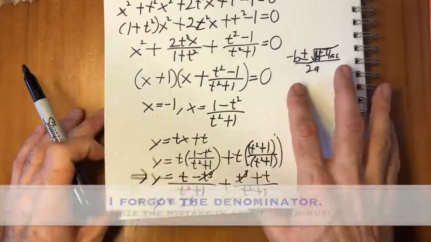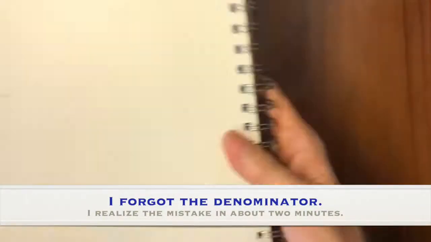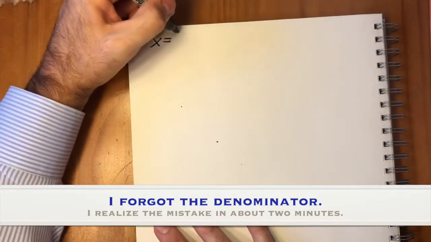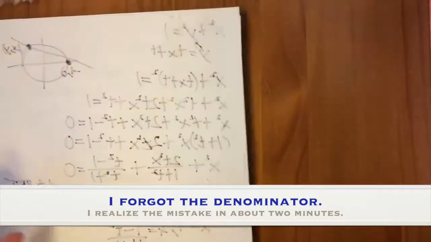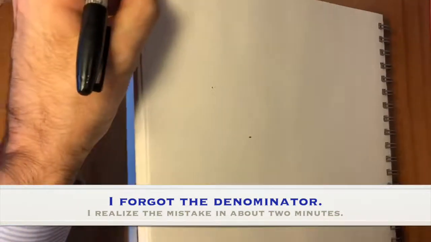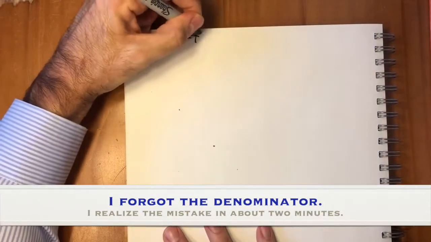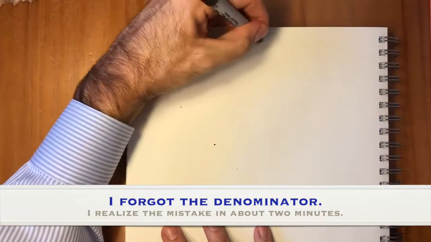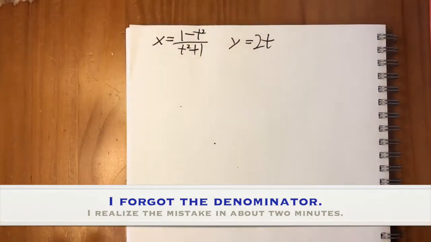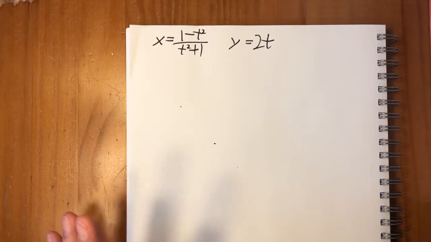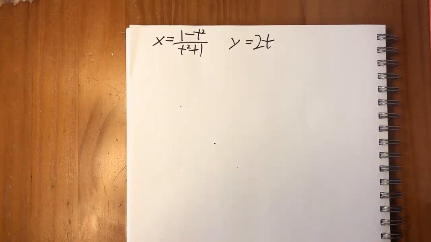Let me write that on the next page. x equals, make sure we get it right, 1 minus t squared over t squared plus 1, y equals 2t. Now, have we accomplished anything? Let's go back to what we were supposed to be doing originally.